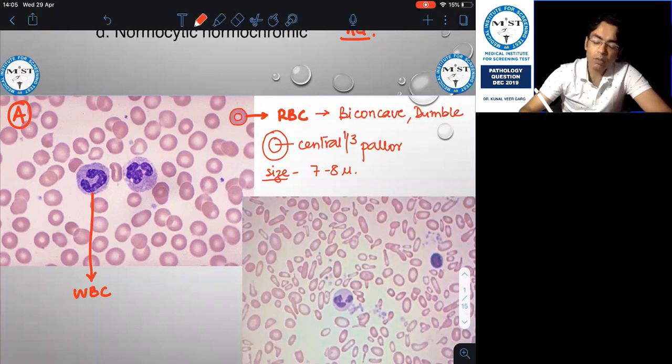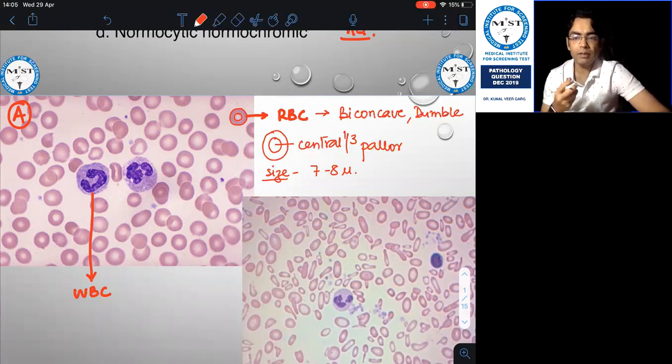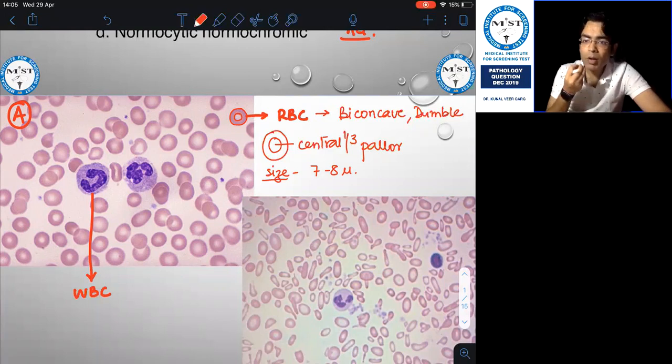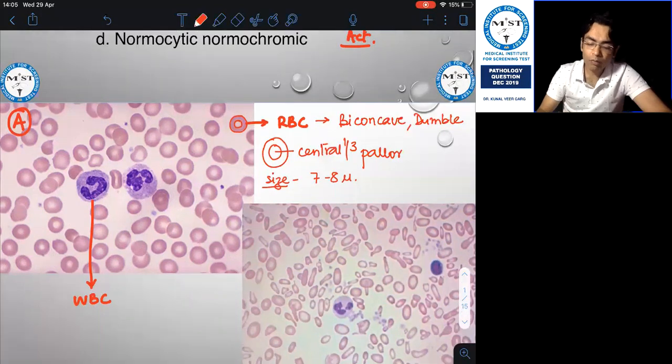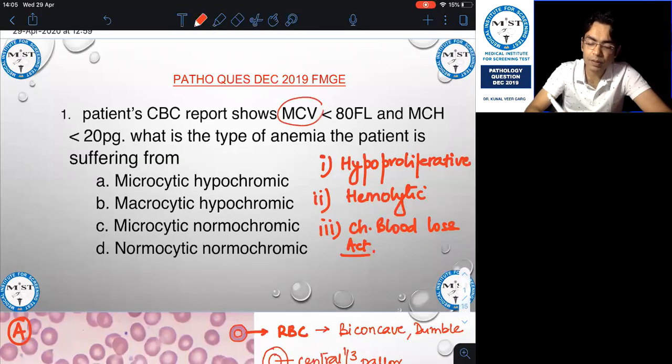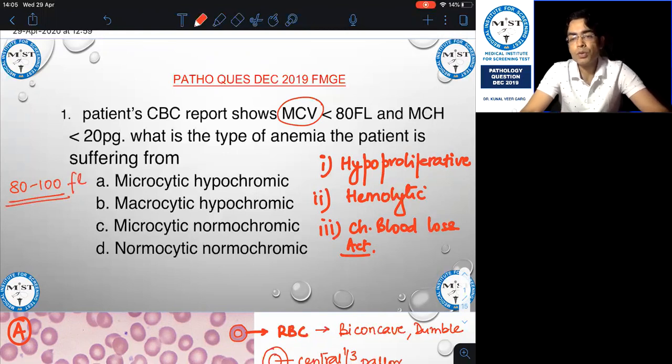Now, what is MCH and what is MCV? MCV means mean corpuscular volume, the volume of a single RBC in the blood. The normal value of this MCV is from 80 to 100 femtoliters. So if in the question the examiner is saying that the volume is going less, that means the RBC is becoming smaller, right?